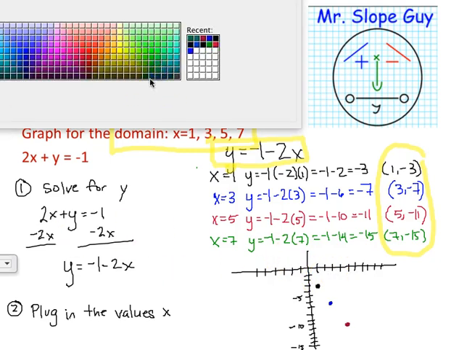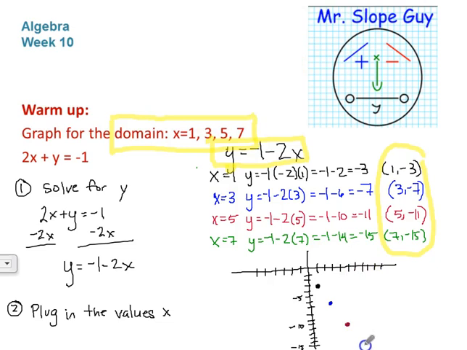We're not going to connect any points. 1, 2, 3, 4, 5, 6, 7, and down 15 down at the end here. Right there. And then we're done. We're not going to connect our points. We're going to leave it as is. It's going to be points because we're graphing for a specific domain.